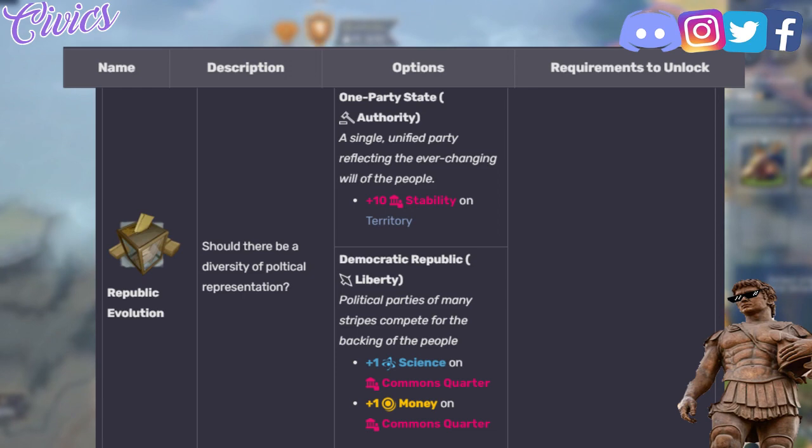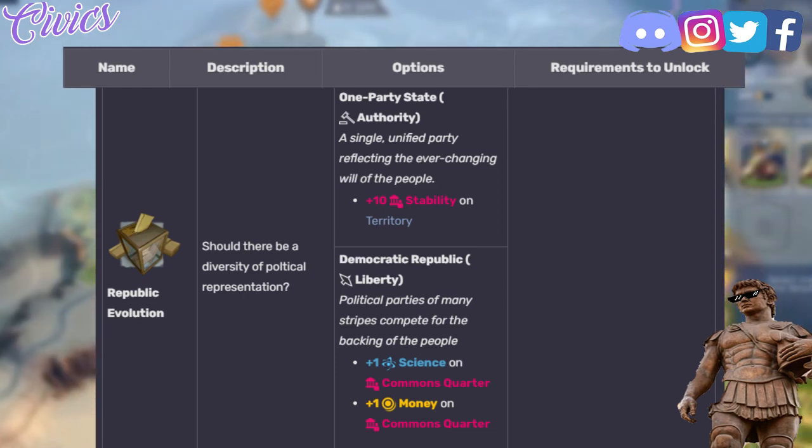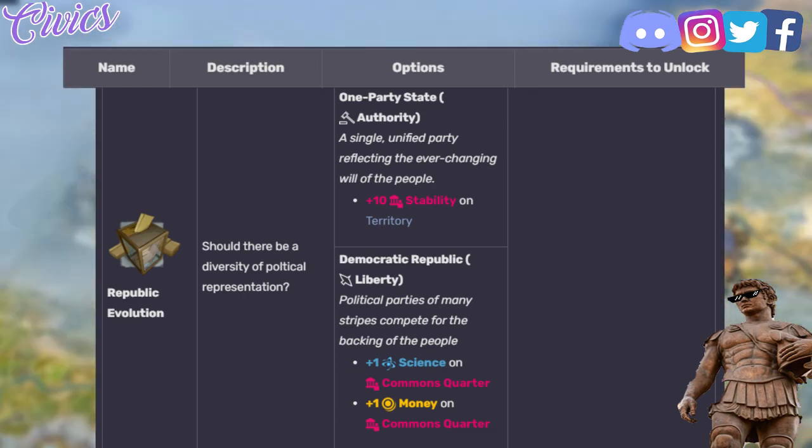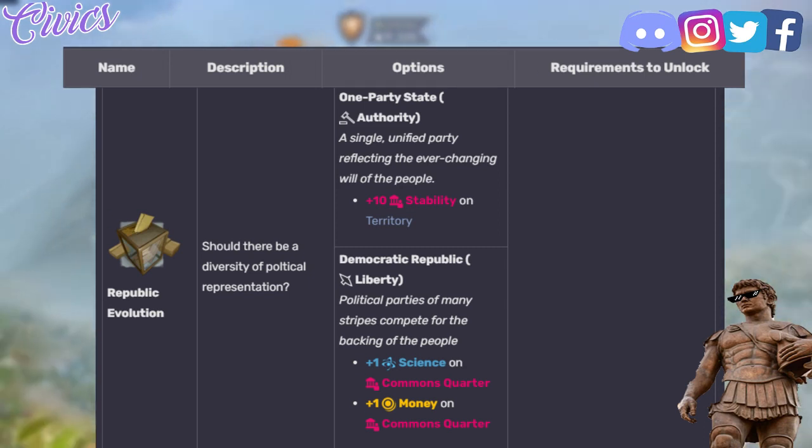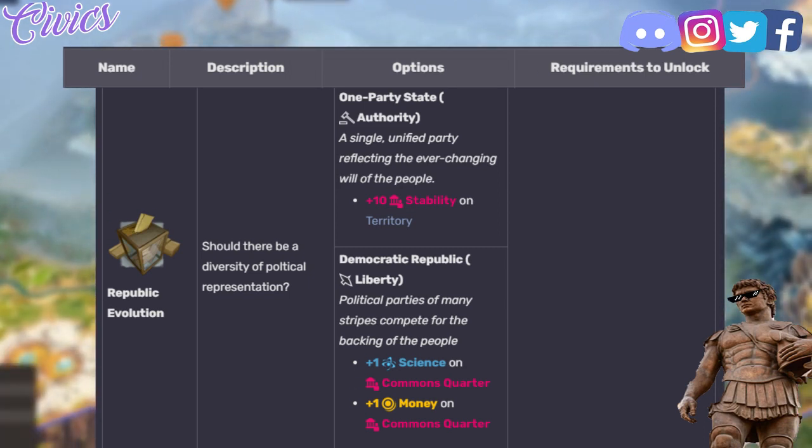Receive +10 stability on territory. Option B, democratic republic, liberty. Political parties of many stripes compete for the backing of the people. Receive +1 science on commons quarter and +1 money on commons quarter.